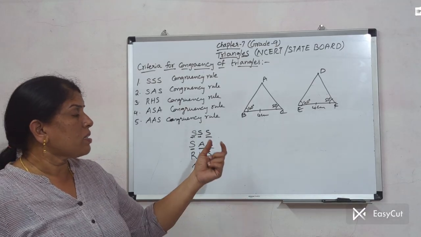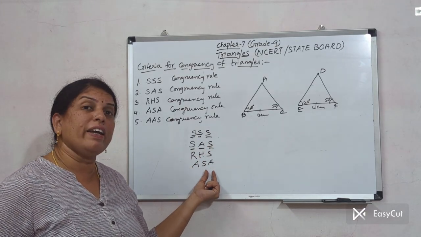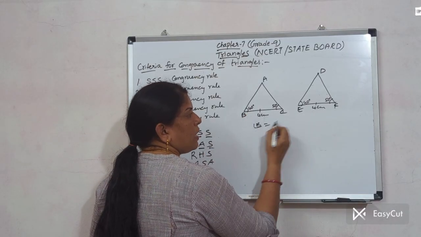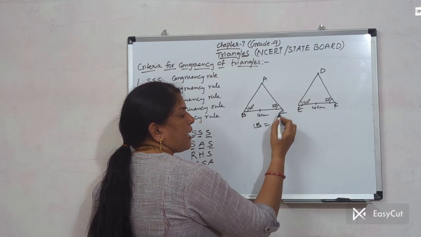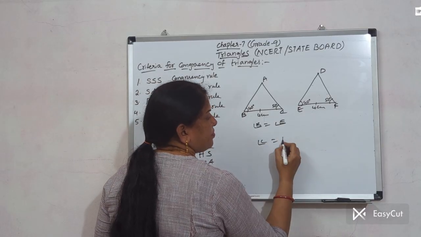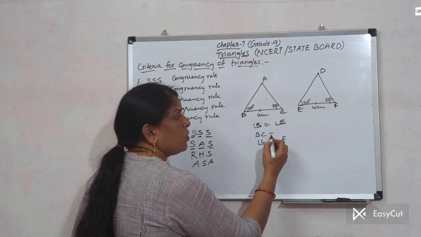If you observe, two angles and the included side. Angle B is equal to angle E. Angle C is equal to angle, this is F. Okay. Then BC is equal to EF.